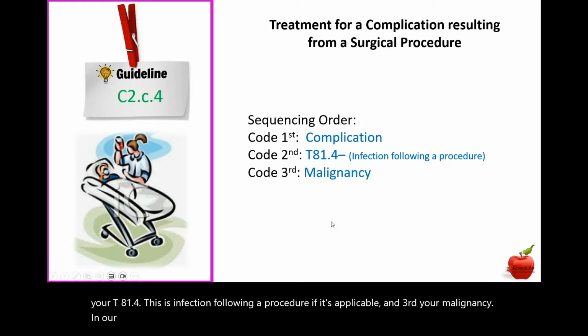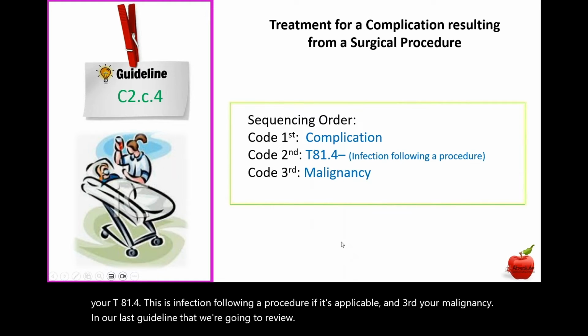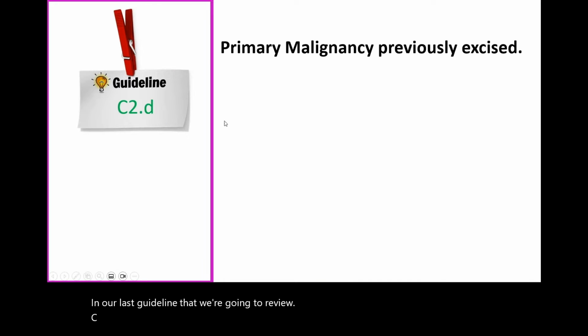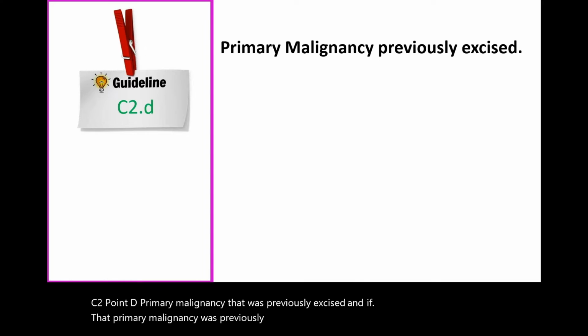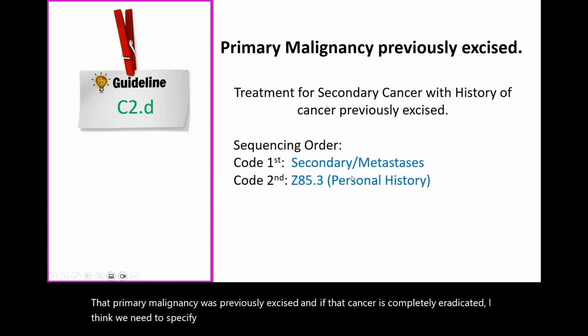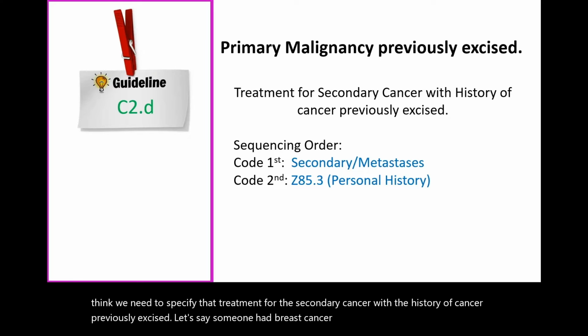And our last guideline that we're going to review, C2.D, primary malignancy that was previously excised. If that primary malignancy was previously excised, and if that cancer is completely eradicated, I think we need to specify that. Treatment for the secondary cancer with a history of cancer previously excised. Let's say someone had breast cancer and they no longer have cancer, then this is how you code.